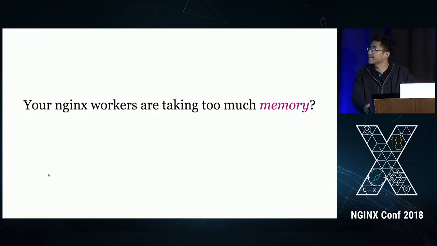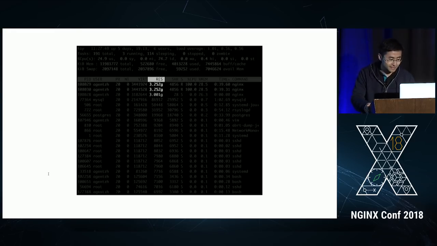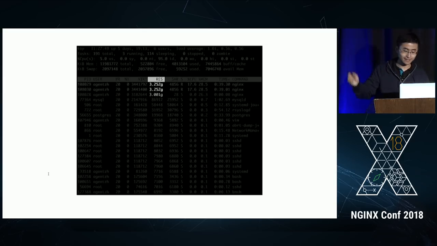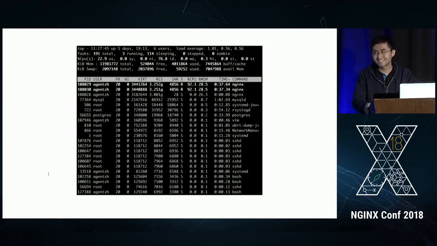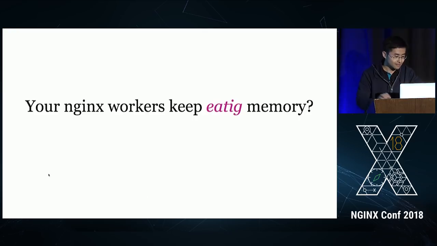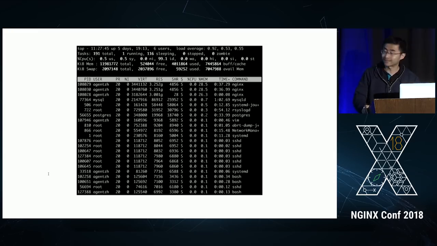Also, your NGINX workers may be taking too much memory. It can be the case for various different reasons. For example, in this example, it takes more than 3 gigabytes of resident memory. We're usually interested in RES instead of the virtual memory size, because virtual memory size can be fake, can be terabytes, because you don't have to use it. The resident memory working set is more interesting. One small point is that shared memory sizes also count in the RES size.